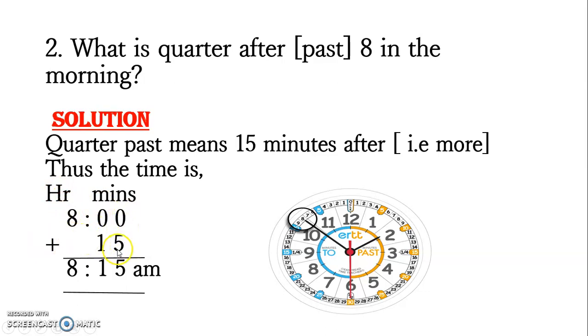So 0 plus 5 is 5, sorry. 0 plus 5 is 5, and 0 plus 1 gives us 1. And 8 plus nothing gives us 8. So our time expressed in digital form is now 8:15 a.m. Yes.